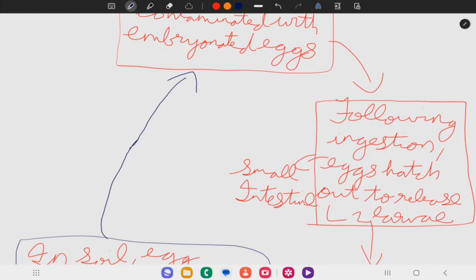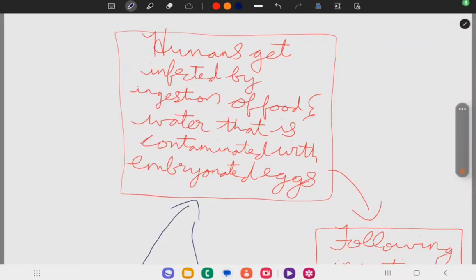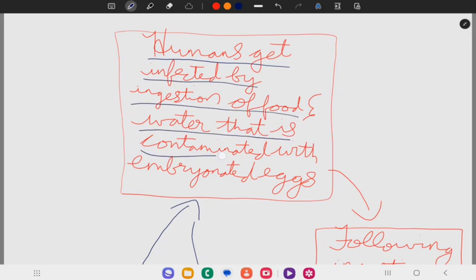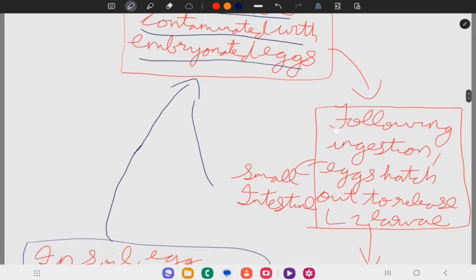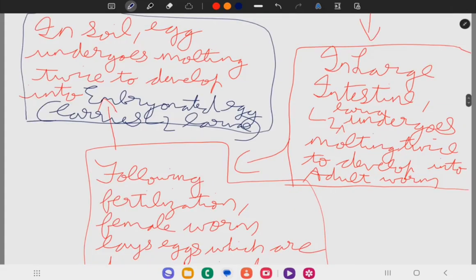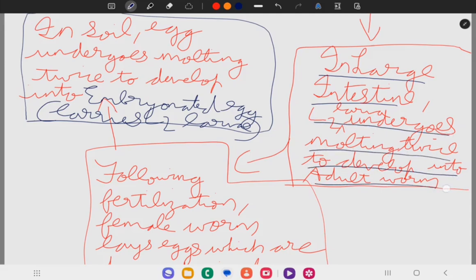I will quickly summarize it. Humans get infected by ingestion of food and water that is contaminated with embryonated eggs. Embryonated eggs carry L2 larva. Following ingestion, the egg hatches out in the small intestine to release L2 larva. In the large intestine, L2 larva undergoes molting twice to develop into adult worm.